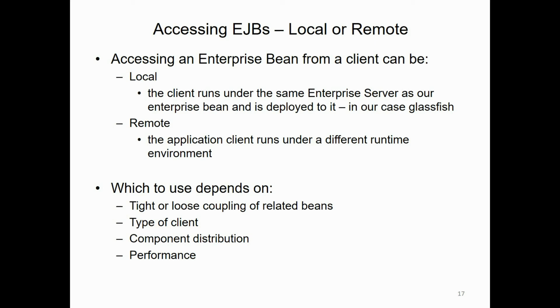I said earlier that we've got local and remote as two different types of interface. Remember that the local interface is used when the client and the resource that it is using, in this case a session bean, are deployed in the same Java virtual machine. If they are in different virtual machines, then you will need to make use of the remote interface. Which to use will depend on a few things: the kind of coupling, the kind of client, the distribution model you've got, and the performance that you want.